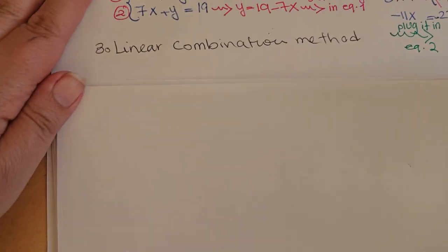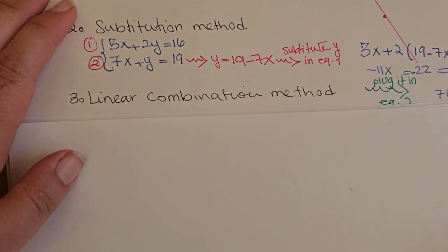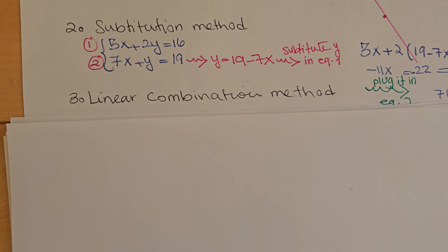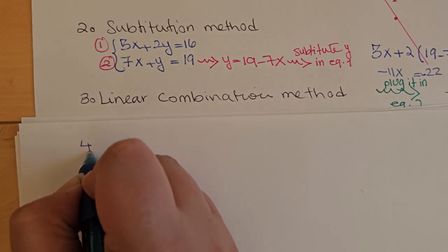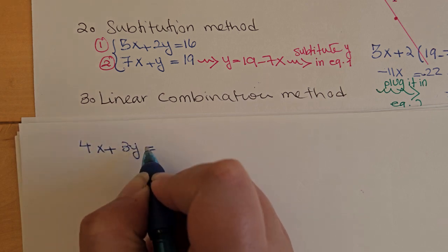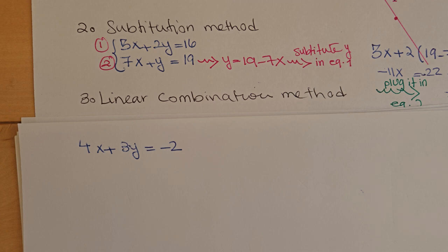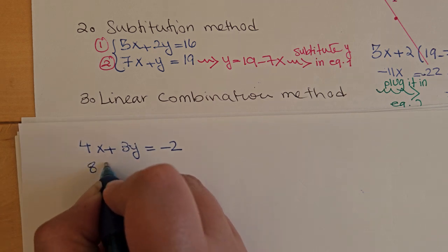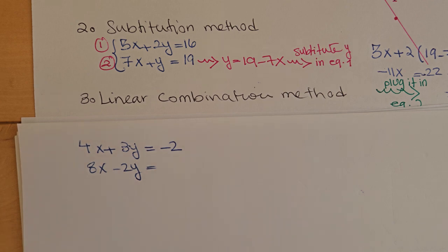Okay, let's remember this is the linear combination method. And we want to solve an equation using this method. So it's 4x plus 3y equal to negative 2. And then there is another one, 8x minus 2y, which is equal to 12. Again, we have 2 equations, 2 equations of 2 lines, right? And we want to solve them using this method.